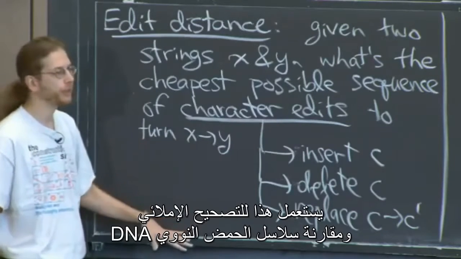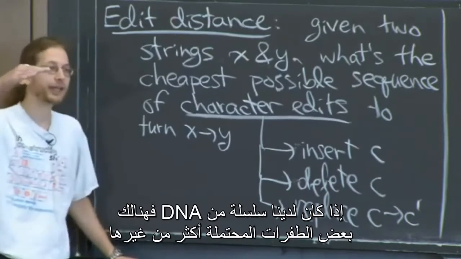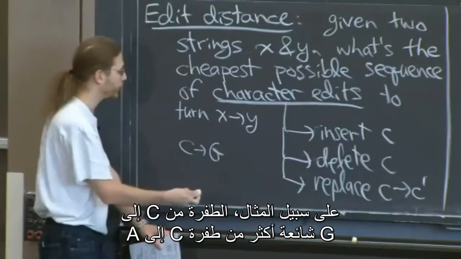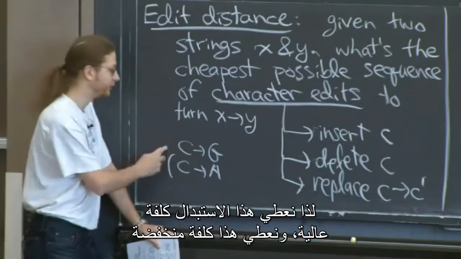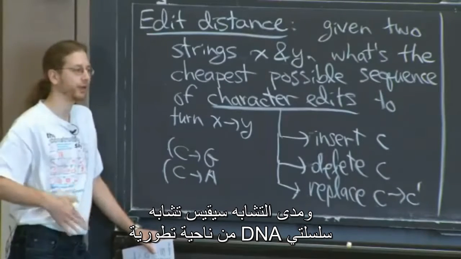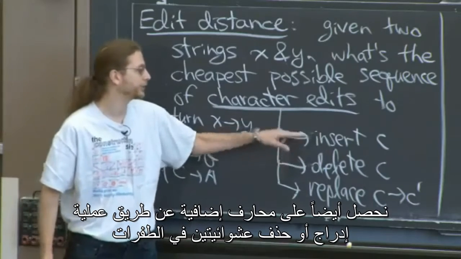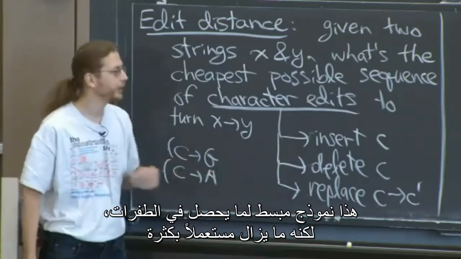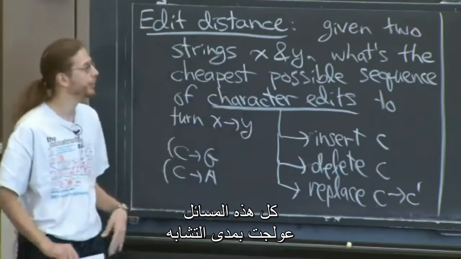Okay, so this is used for spelling correction. It's used for comparing DNA sequences. In DNA sequences, if you have one strand of DNA, there's a lot of mutations. Some mutations are more likely than others. For example, C to a G mutation is more common than C to an A mutation. And so you give this replacement a high cost. You give this one a low cost to represent this is more likely than this. And then edit distance will give you a measure of how similar two DNA strings are evolutionarily. And you also get extra characters randomly inserted and deleted in mutation. So it's a simplified model of what happens in mutation, but still it's used a lot. And so all of these are encompassed by edit distance.